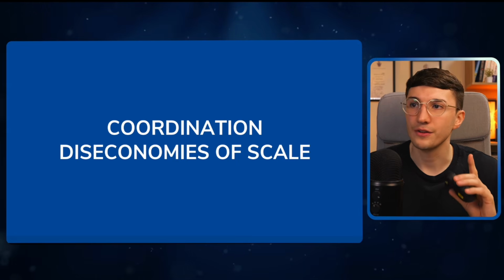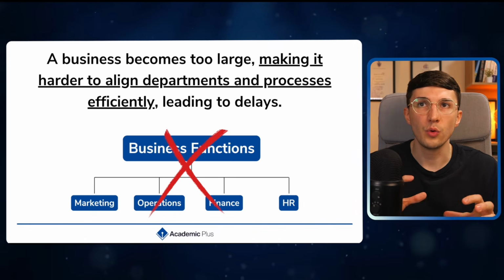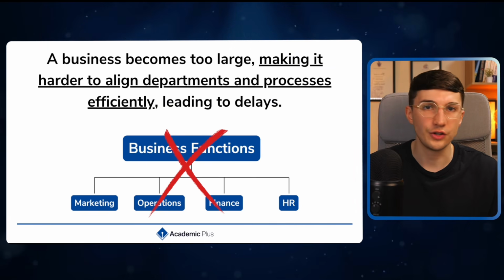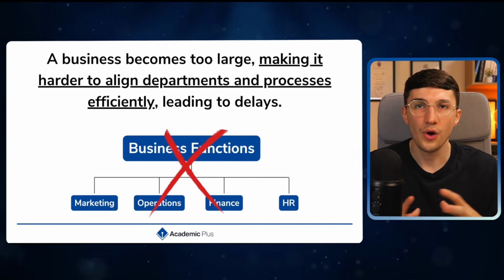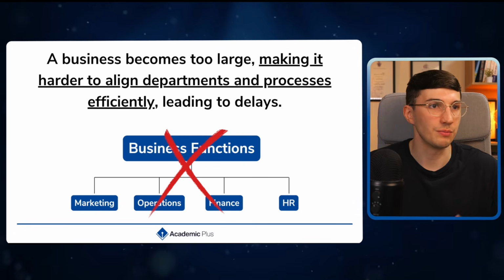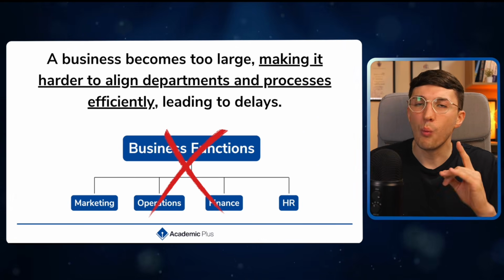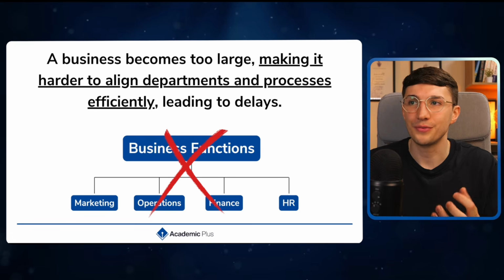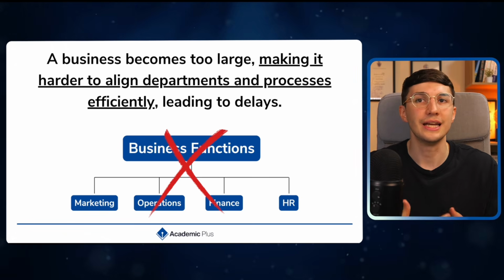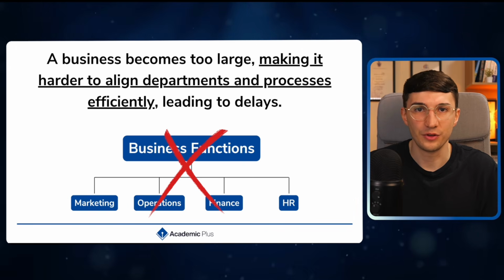The next example we have is coordination diseconomies of scale. Now with coordination, this is more so across the different business functions, so with our marketing, operations, finance and HR. But as the business is growing, we start to hire a lot more employees. There's more decisions happening. The business has loads of different internal strategies. And what happens is that it becomes more difficult to align the different departments and processes efficiently, leading to some delays. Because we're not able to coordinate those different departments.